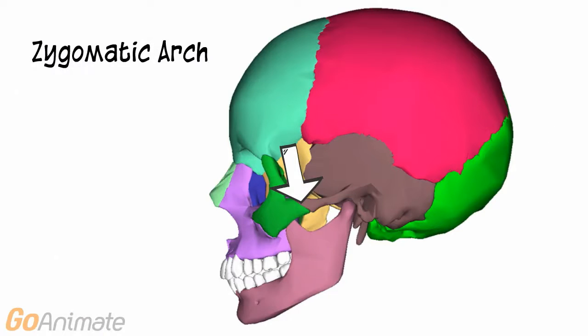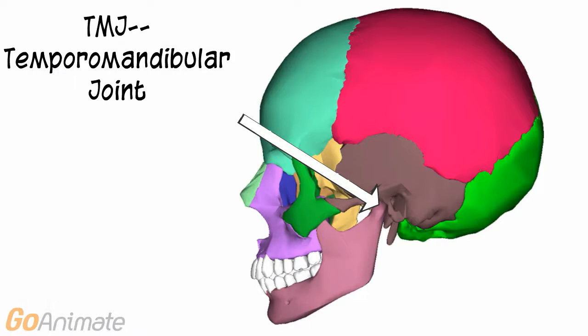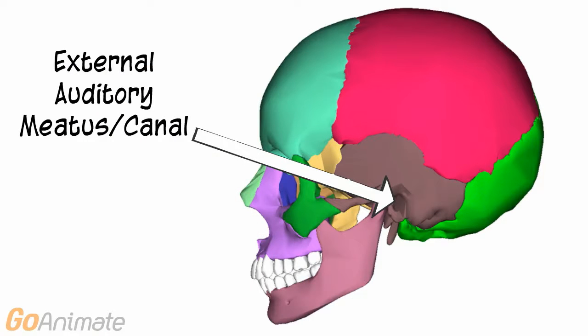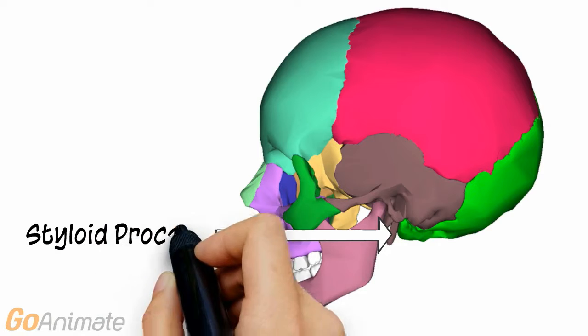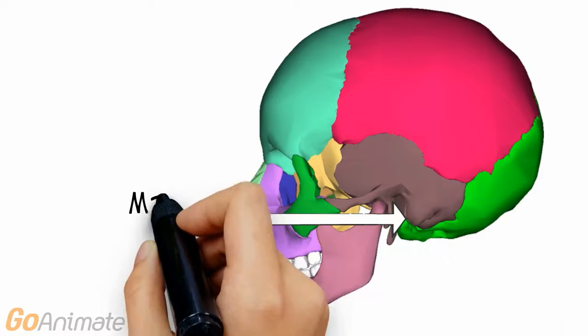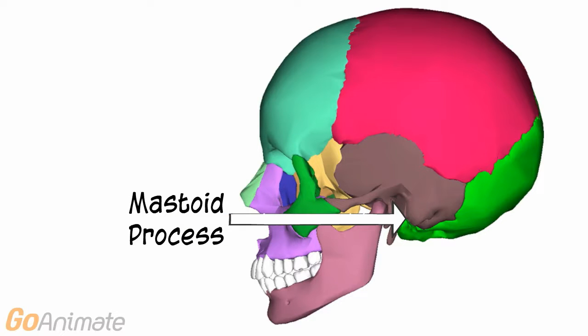Here is another look at the zygomatic arch. The zygomatic arch consists of the temporal process of the zygomatic bone and the zygomatic process of the temporal bone. The TMJ or temporomandibular joint is the jaw joint. The external auditory meatus or canal is the opening for the ear. Other landmarks on the temporal bone include the styloid process and mastoid process. Both are sites for muscular attachments.